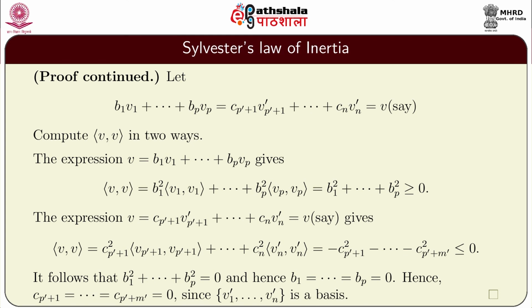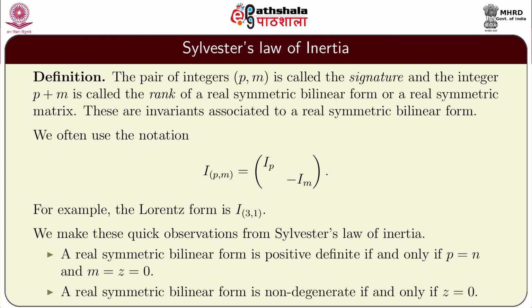It follows therefore that b1 square plus etc. bp square must be 0, and hence b1, b2 etc. up to bp is equal to 0, and this also forces c p dash plus 1 and so on up to c p dash plus m dash equal to 0, since v1 dash and so on up to vn dash is a basis. This therefore proves linear independence, and we are done.